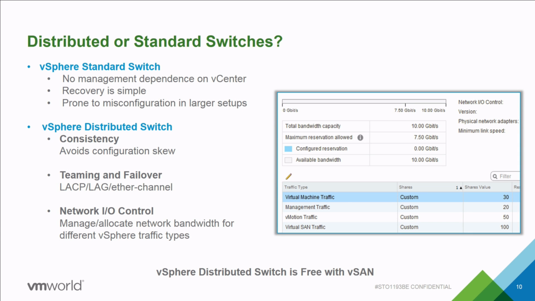And the final reason, it's free. It doesn't matter what vSAN license you have, you're going to get a distributed switch. So you'll have that available with your vSAN, and all of these can be set up with that distributed switch, which you get for free with vSAN.